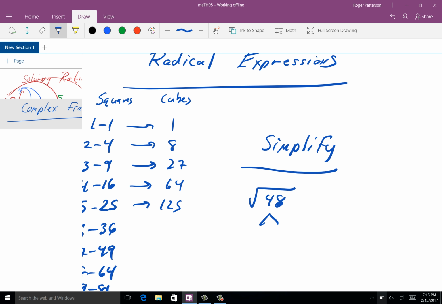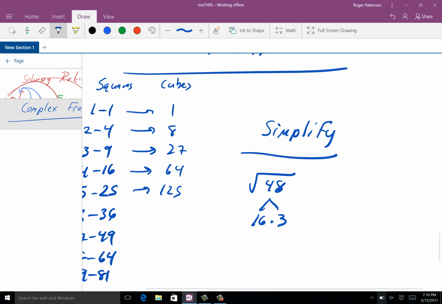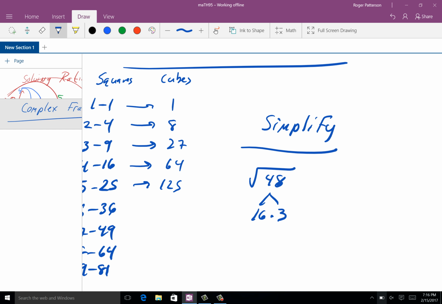So 4 obviously goes into 48. 9 does not. 16 goes into 48. And 25, 36, and 49 are not even going to come close to it. So we're going to go with 16. 16 goes in there 3 times. Everybody agree with that? Yep. Then you take the square root of 16, which happens to be a perfect square, so that's 4. The 4 comes on the outside, and the 3 stays on the inside. And that's called simplifying a square root.